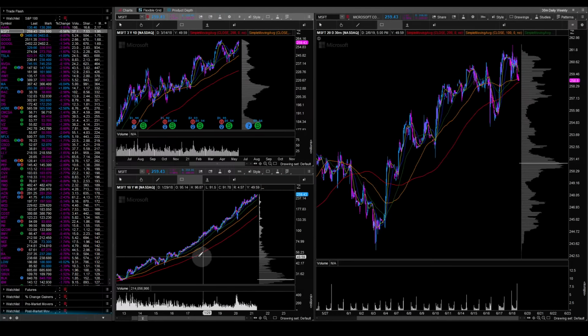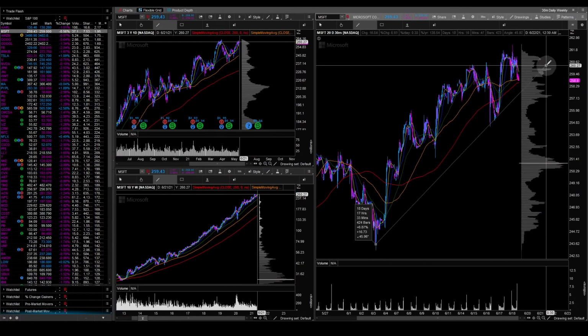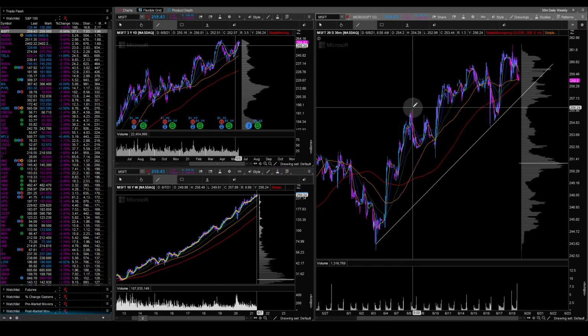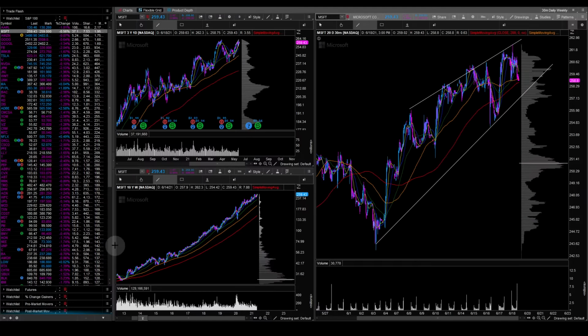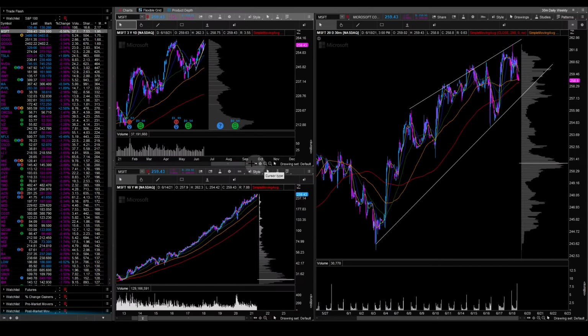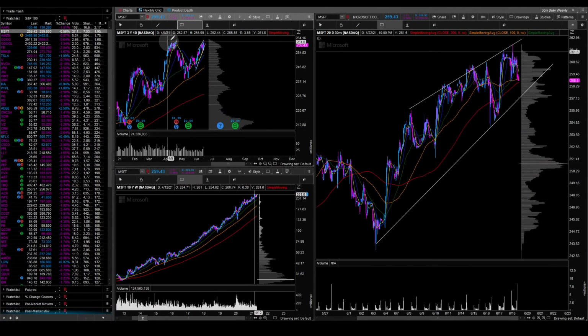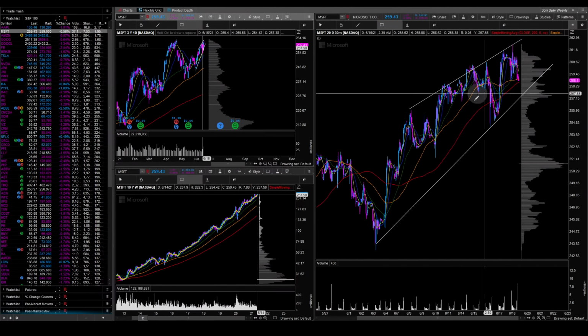Microsoft, I mean, this thing on the weekly just continues to be a monster. So let's go to the 30-minute and put some trend lines on there. Kind of starting to compress a bit here. Let's see. Microsoft into a little bit of what could be deemed resistance up here, and that's probably why it had a little sharp pullback in here, right?